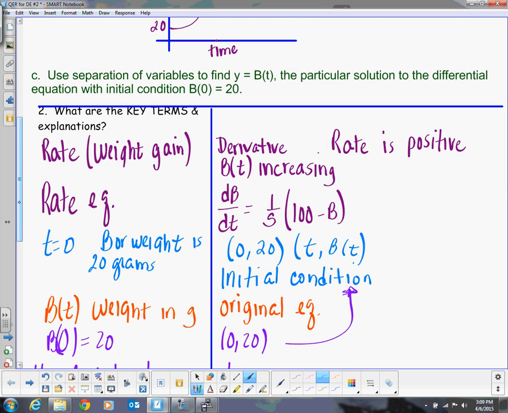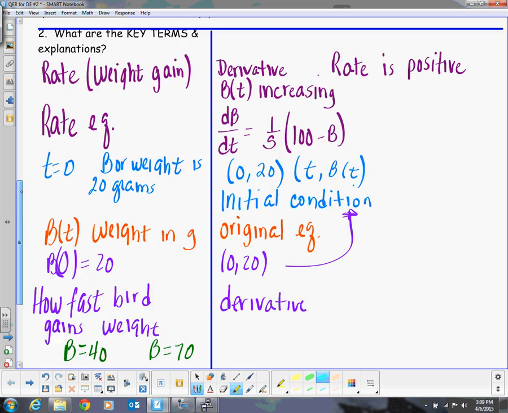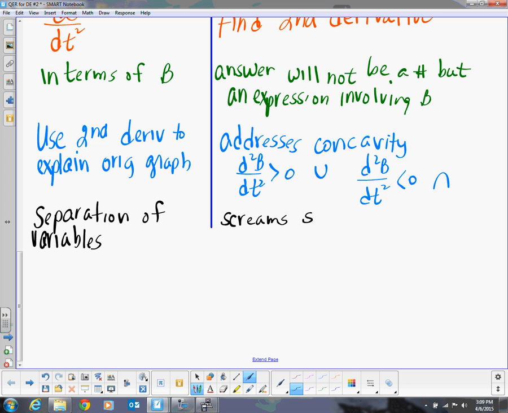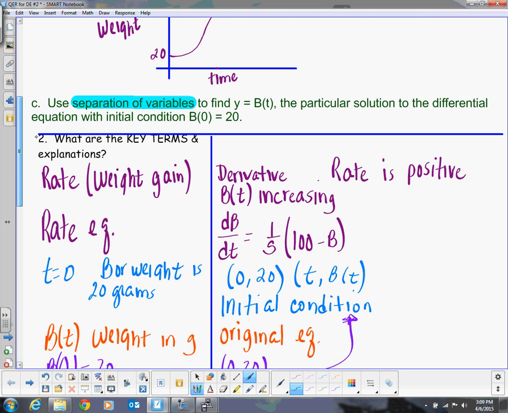All right, now it says use separation of variables. That should be a clue, and I'm amazed that they even said that because that's a dead giveaway. Separation of variables. That screams differential equation. Solve differential equation. So what else did they tell us?